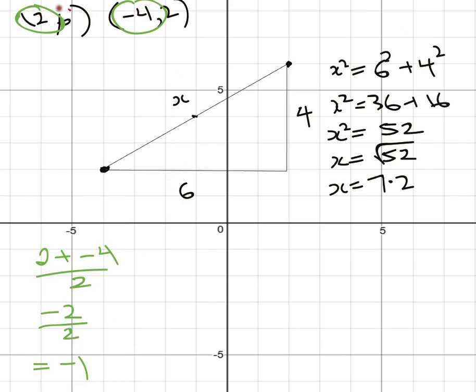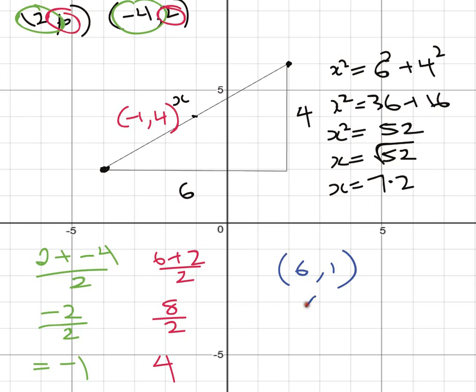Then if we get the y values 6 and 2, find the average of that, which is 4, as expected. So the midpoint is minus 1, 4. So why don't you have a go, see if you can find, draw up a number plane and find the length and midpoint between 6 and 1 and 1 and 5. Pause the video, have a go.